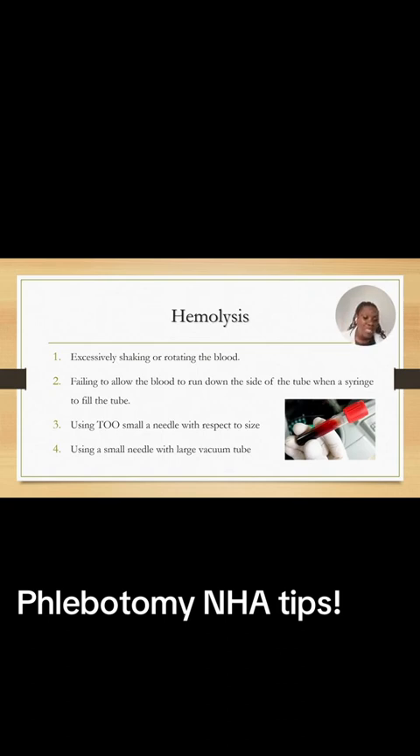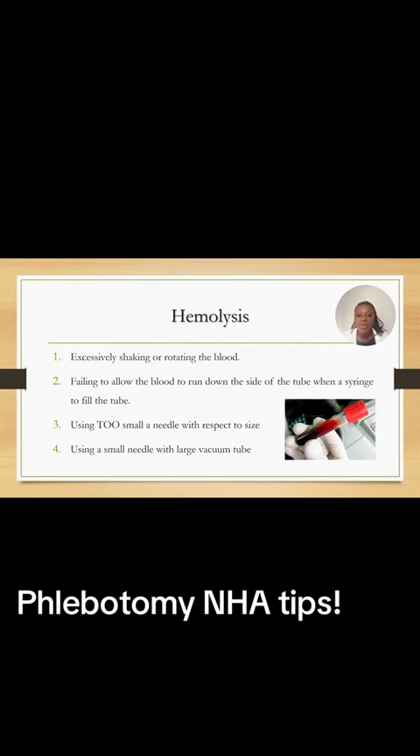Using too small a needle with respect to the size of the vein. Okay, so if I have a beautiful, healthy vein and I decide to use a 23 gauge, yeah, your specimen might be hemolyzed. This is one that they like to use. So if I'm being honest with you, number 1 is excessively shaking. They like to use that one. And number 3, using too small of a needle when you're supposed to use a 21 gauge and you're using a 23, that can hemolyze your sample.